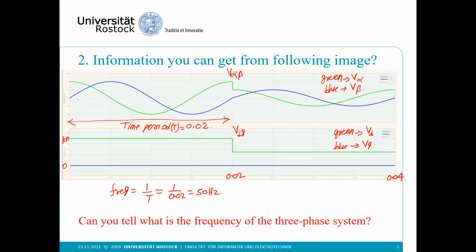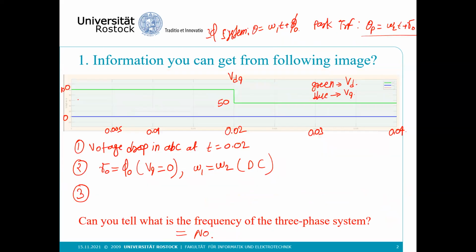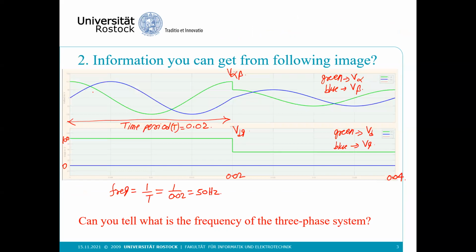And what was the previous example? So this is for your amplitude jump. So it might happen you have phase jump and amplitude jump in your three-phase system.